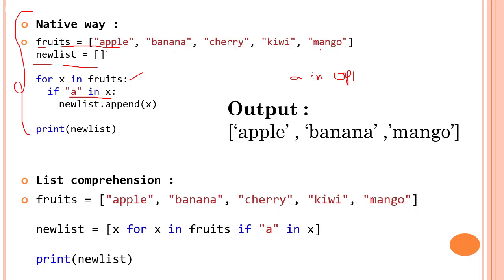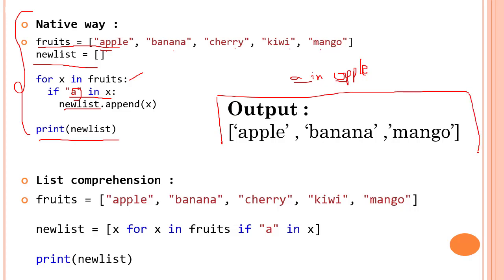So I'm going to write it out: A in apple. It is going to check if the character A is present in apple. If A is present, then it will append x into my new list. It will iterate over all the items, and at the end it will print out the new list, and the output is: apple, banana, mango. All of these three have A in them.